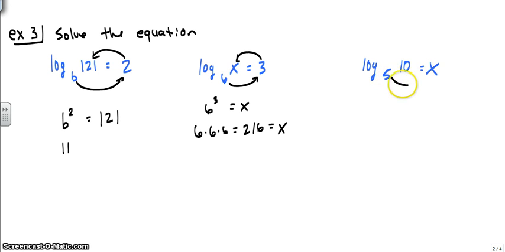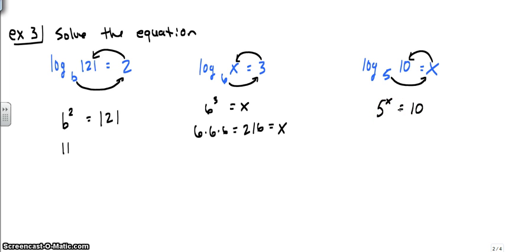Lastly, we got 5 raised to the x power equals 10. Now we've seen problems like this before, and we had to get the bases the same, and that means the exponents are equal, but we can't do that here. We can't actually get a base of 5 and 10. We can't get a whole number base that's the same.